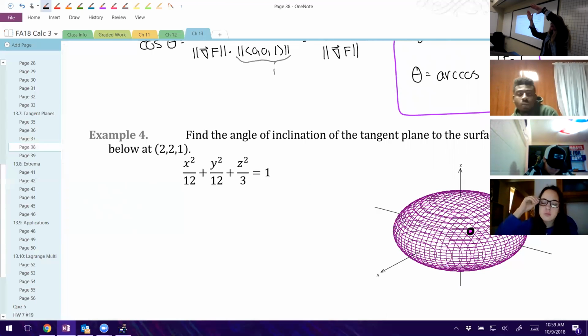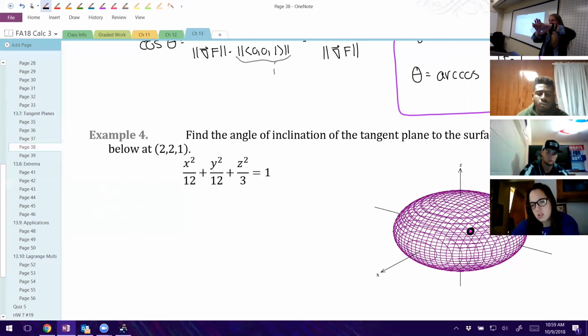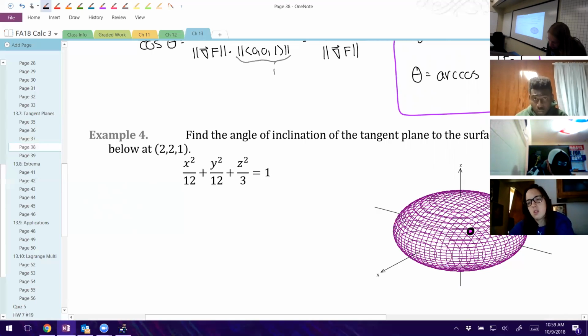So if you imagine that you just lay a sheet on top of this, we're just trying to barely touch this surface at one point there, and what we want to know is what angle that plane makes with the positive xy plane. So really all we need to know is the partial derivative with respect to z, and we need to know the magnitude of the gradient.